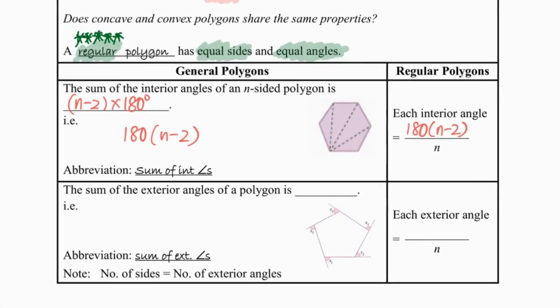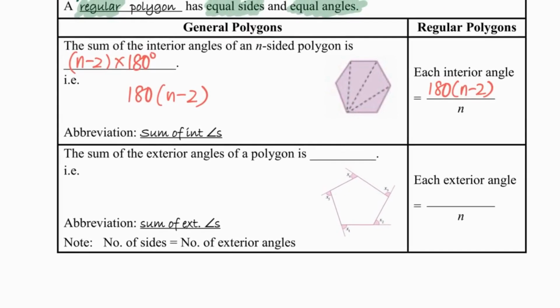This is something of great importance also, the sum of exterior angles. Exterior angle, actually, interestingly equals 360 degrees.